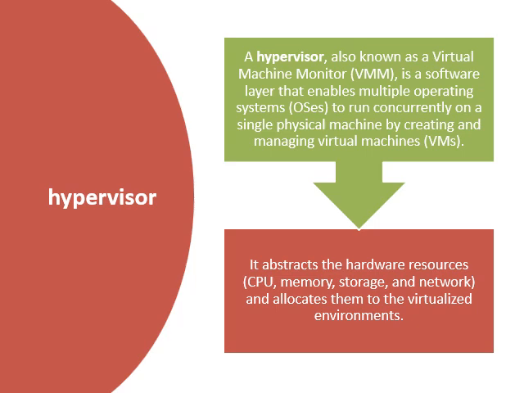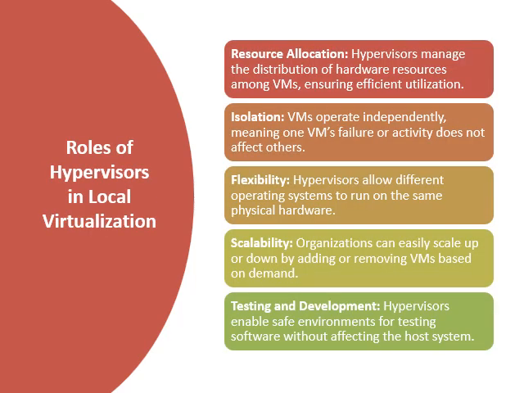In our previous classes, we've discussed virtual machines. They abstract the hardware resources, which are the CPU, memory, storage, and network, and allocate them to the virtualized environment. So we discussed hypervisors. Now we know the meaning and we know its functionality, what it does. Now, what are the roles of hypervisors in local virtualization?